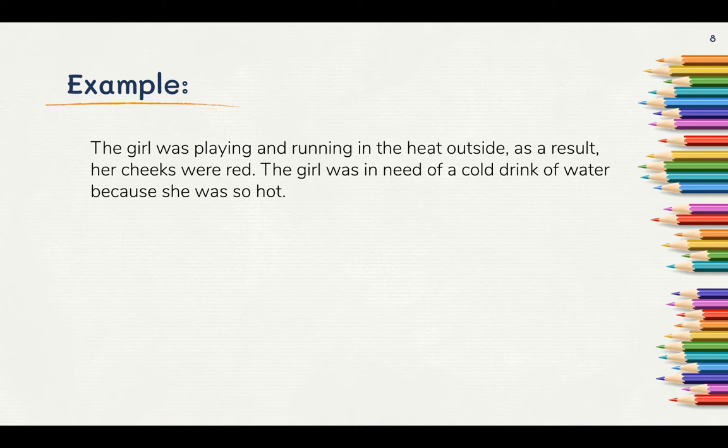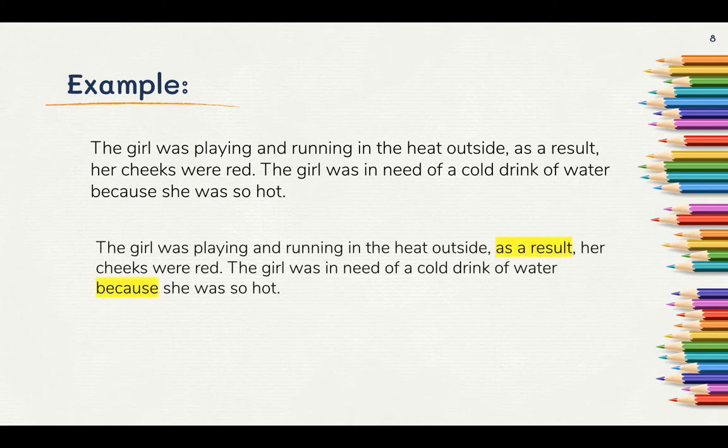Did you find the transition words? I hope so. Look now as I show you the context clues indicating cause and effect. As you can see, as a result and because are each used here. Because the girl got hot from playing in the heat, her cheeks were red, and as a result of being hot, she needed a glass of water. These both show what is happening and why it is happening. This is cause and effect text structure.